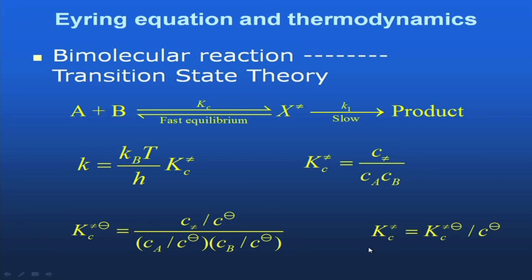Therefore, for this type of reaction, A plus B giving rise to X double dagger and then X double dagger giving rise to product, we can write Kc double dagger is equal to Kc double dagger 0 bar divided by C 0 bar. So, this is the relation between the concentration equilibrium constant and the activity equilibrium constant. That is, you are dividing by C 0 bar to make the concentration dimensionless.